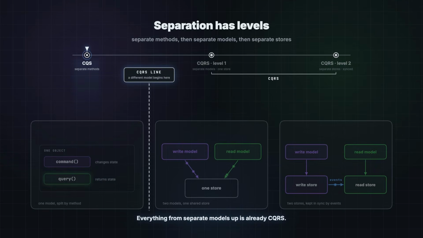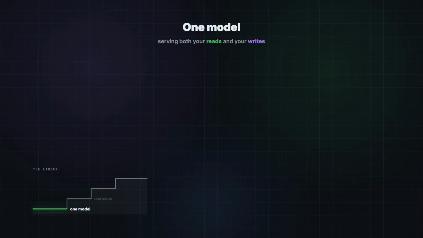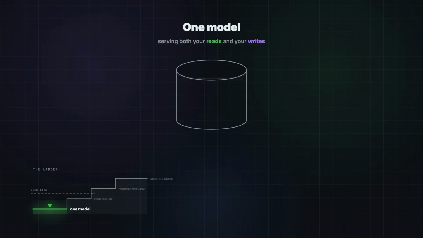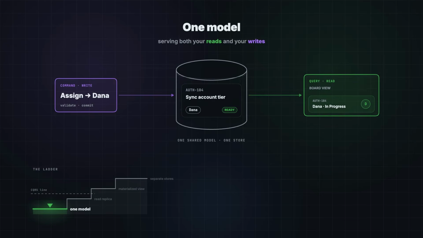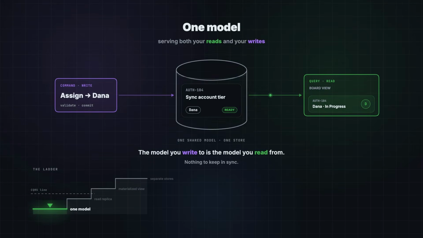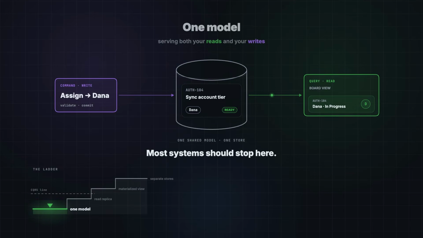Start at the bottom of the staircase. One model serving both your reads and your writes. For most systems, this is the whole architecture. You write to one model and read straight back from the same model. When your rules are simple and traffic is low, that's exactly what you want, because there's nothing to keep in sync. Most systems should stop right here. You only climb the staircase when something specific forces you off this step.